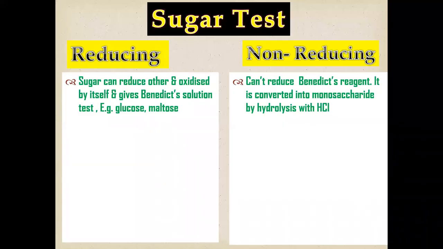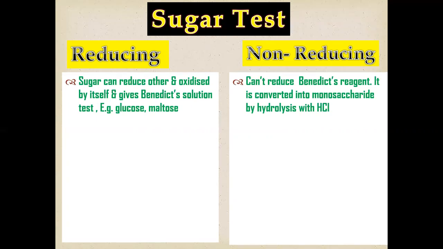What is the difference between reducing sugar and non-reducing sugar? A reducing sugar can reduce other substances and is oxidized itself, meaning it has the capability to release electrons and reduce others. That's why reducing sugar can give the test with Benedict's solution.